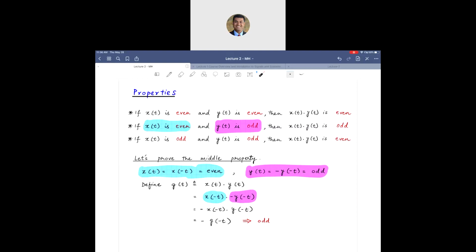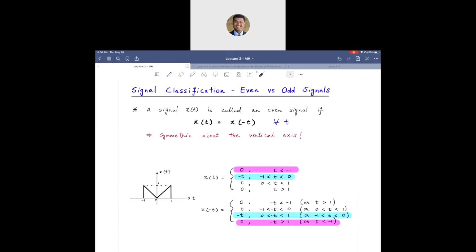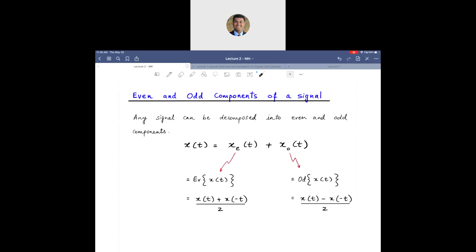And then, you can apply the same sort of methodology to prove the other identities. In fact, based on this, you could also prove these two things. Well, we'll talk about that in just a bit. Let's try to break these signals up into odd and even components.